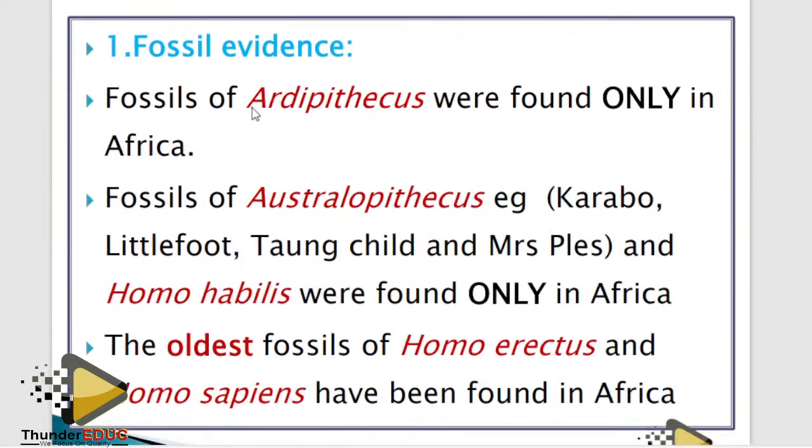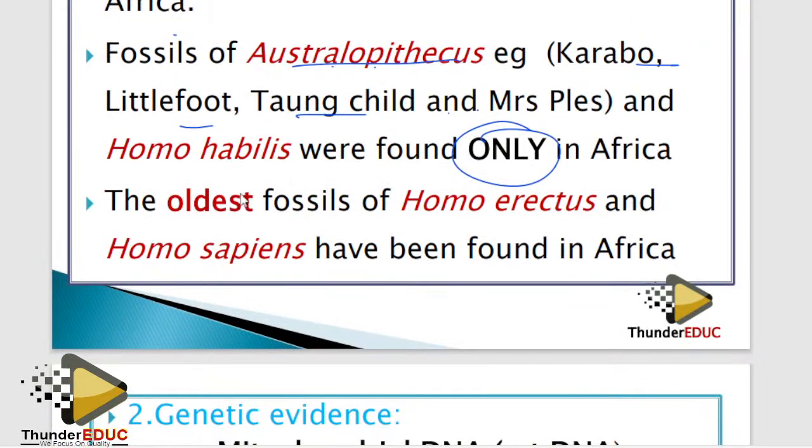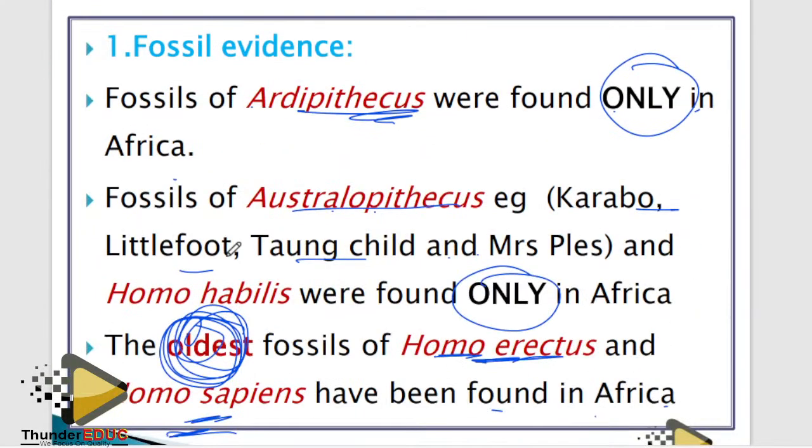Also, fossils of Ardipithecus were only found in Africa. Fossils of Australopithecus, Karabo, Little Foot, Little Child, you can talk about too. And Homo habilis were only found. You see, this word only is very important. But once you come to Homo erectus, you talk about the word oldest. The oldest fossil of Homo erectus and Homo sapiens were found in Africa. So for these two, we want the word oldest. If you don't put it, you cross it. And for the others, you don't add the word oldest, because we will ask you what about the newest?